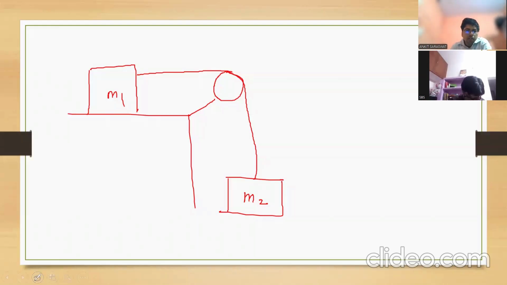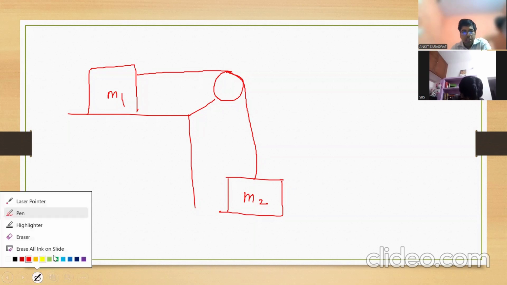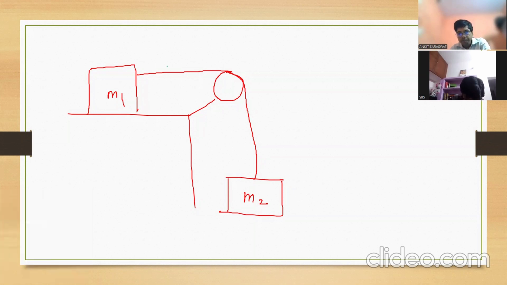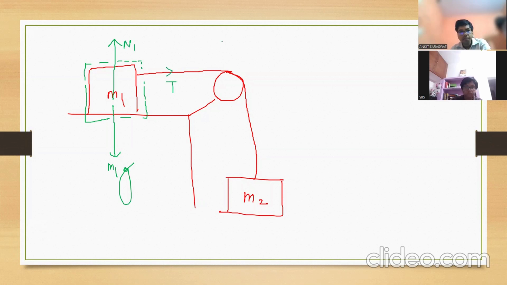If nothing is given about the direction, always assume. Consider in your mind that M2 is heavier and M1 is lighter. If your assumption is correct, then acceleration will be positive. Otherwise, it comes out negative. This is my system initially. Gravity applies a force like this, M1 into G, one normal reaction force due to this surface, and one tension like this.